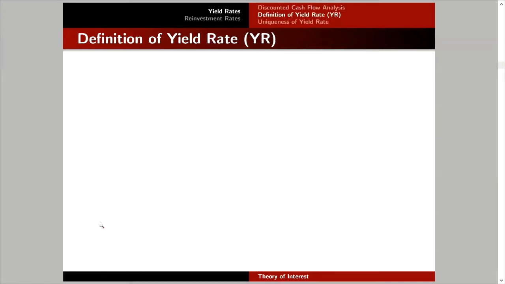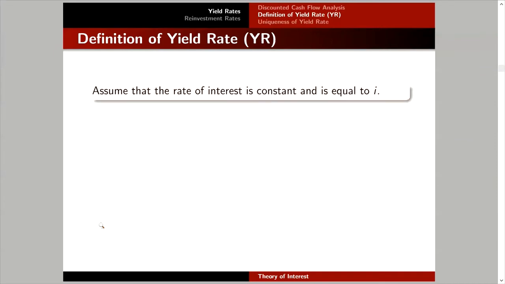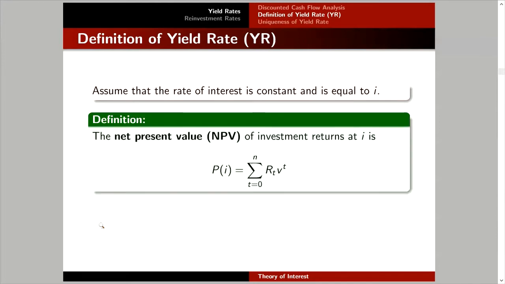Okay? So before we define yield rate, we need to define the net present value. So here we assume a constant rate of interest and it is equal to I. So this is the definition of the net present value. It is basically getting the present value of the R sub t's. Ganun lang. Okay? Kaya nga siya tinawag na discounted cash flow analysis. Okay? Yung cash flow, ipe-present value niyo lang. Okay? Yung lahat ng cash flows. Okay? So that's our net present value.